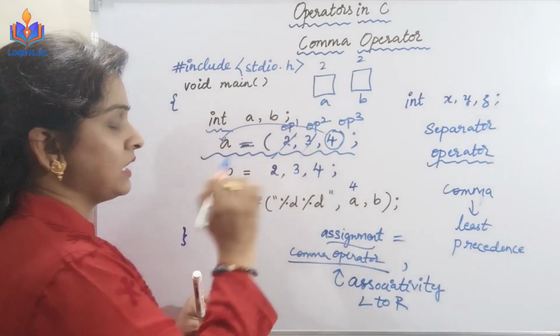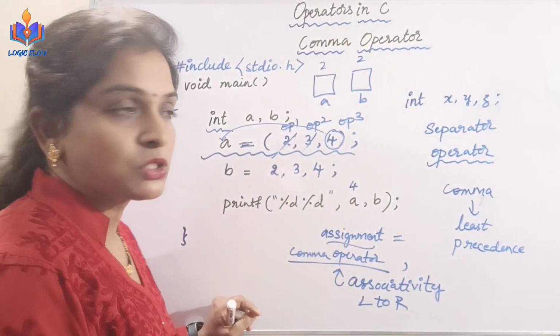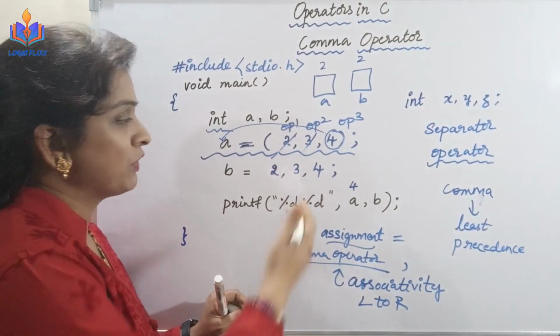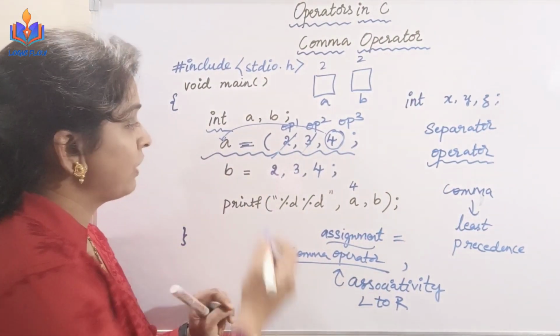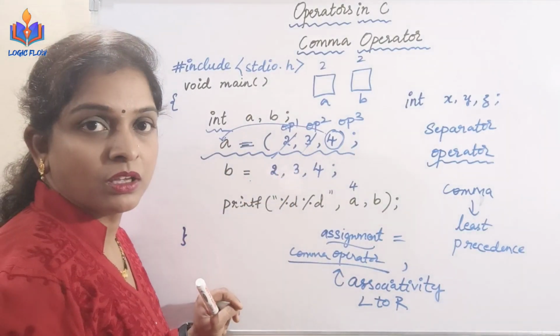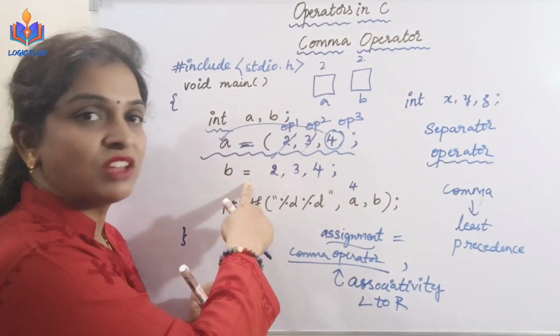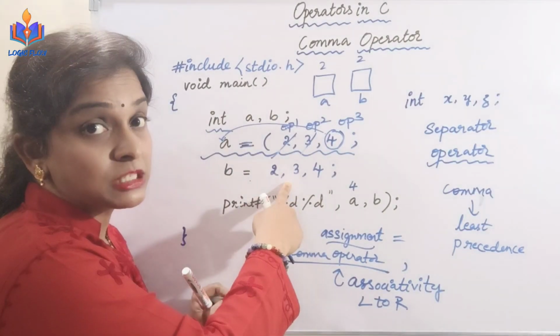Then I see there is one more expression. I have said 2, 3 and 4. So here what happens? We don't have any brackets. We have 2 operators now. We have equal to and we have comma. So according to the precedence of the operators, equal to has the highest priority, comma has the least priority.